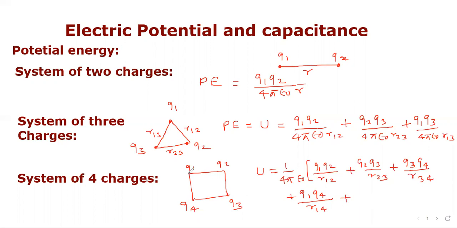Then other possible interactions, 1, 3. So Q1 Q3 divided by R13. Then from Q2 to Q4, this interaction. So it will be Q2 Q4 divided by R24. So this is potential energy of system of four charges. Similarly, we can evaluate the potential energy for system of five charges.